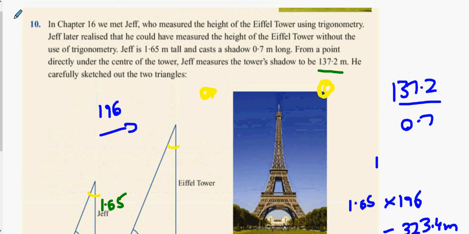He did trigonometry. Oh, sorry, that was in chapter 16. That was long ago. Ask the question and don't worry about the last part.